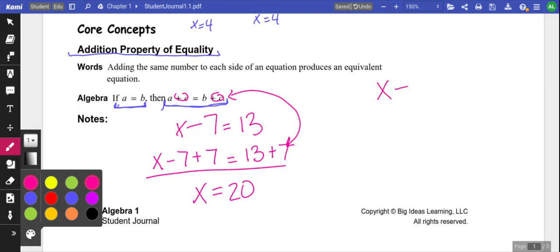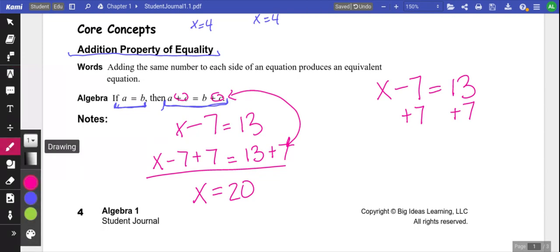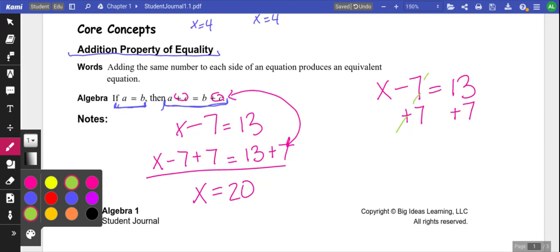Most of us, I'm pretty sure, have seen this: x minus 7 is equal to 13. We want to get rid of this negative 7, the constant, and have just x on one side. So we're going to add 7 to both sides. Negative 7 and plus 7 cancel out, so I've got x is equal to 13 plus 7, which is 20.